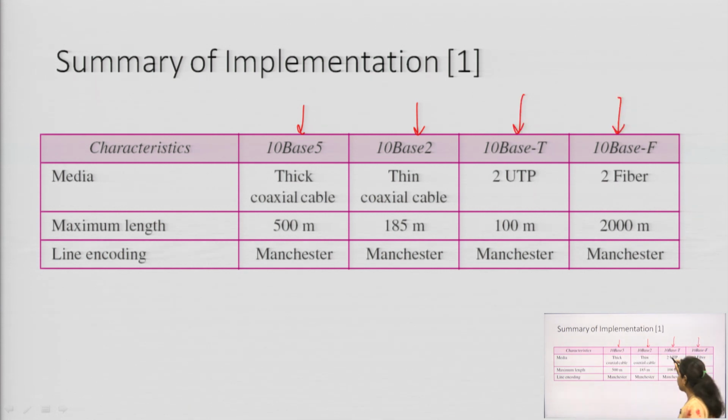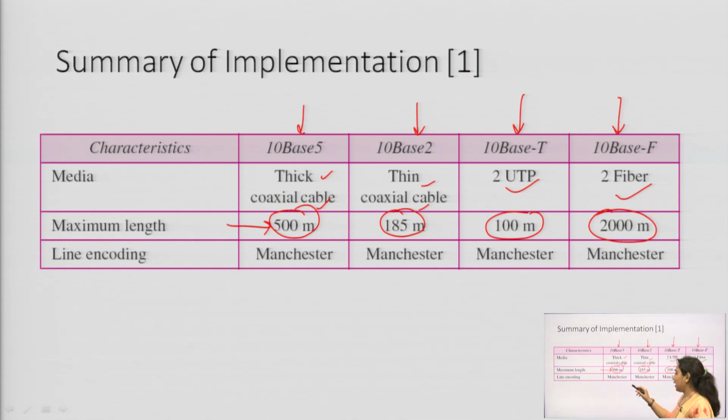So, this one is using thick coaxial cable, this is using thin coaxial cable, then 2 UTP, and the last one uses 2 optical fiber cables for 10Base-F. Now, the maximum length for this case is 500 meters, for this case 185 meters, then 100 meters, and for this one 2000 meters. So, this is the maximum length that is feasible with each condition.